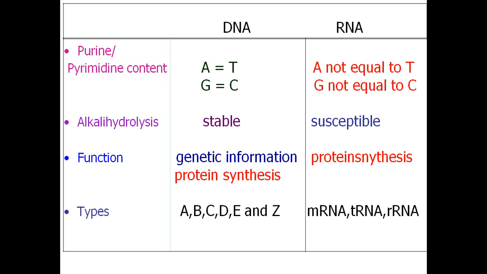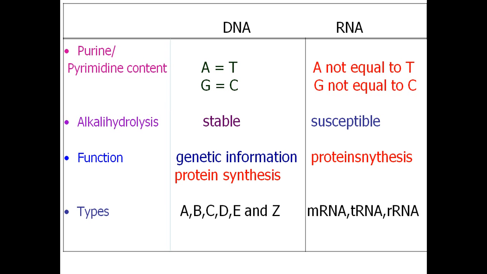Now the purine and pyrimidine content of the DNA double helical strand is always the same. It follows Chargaff's rule. In RNA, the concentration of purines is not equal to the concentration of pyrimidines because it is a single stranded structure. DNA is stable to alkali hydrolysis, whereas RNA is susceptible to alkali hydrolysis. The function of DNA is that it carries the genetic information and is involved in protein synthesis, whereas RNA is only involved in protein synthesis.